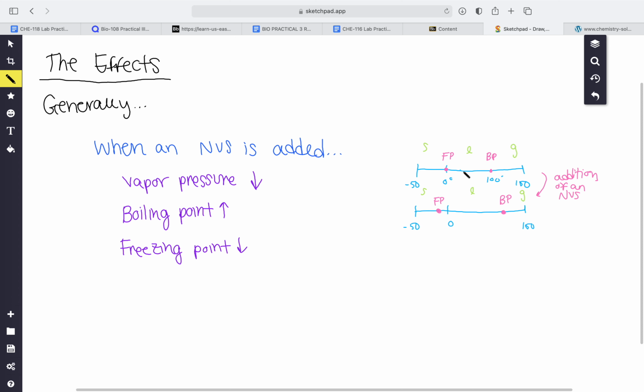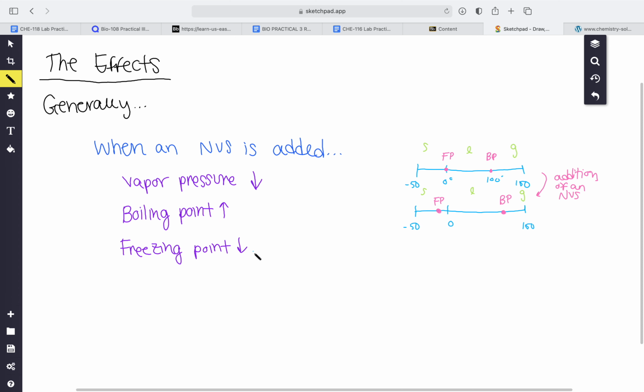Using this little line graph, anything below the freezing point is going to be a solid, anything between the freezing point and the boiling point is going to be liquid, and anything above the boiling point is going to be a gas. When we add the non-volatile salt, we see a little shift. The freezing point shifts to the left, so it's becoming more negative, and the boiling point goes up, so it's becoming more positive. So the freezing point decreases, and the boiling point increases.